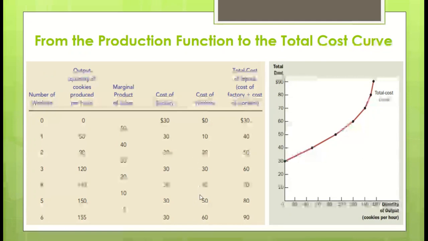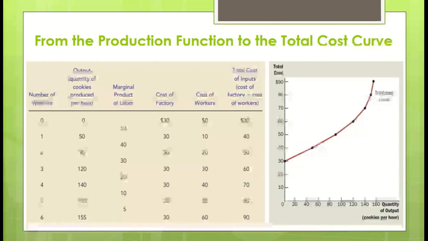So the cost of workers here is $60, and by adding these two costs, that is the cost of factory, $30, which is fixed, and the cost of workers, which is $60, we can get the total cost of inputs, that is the cost of factory and the cost of workers, equals $90.